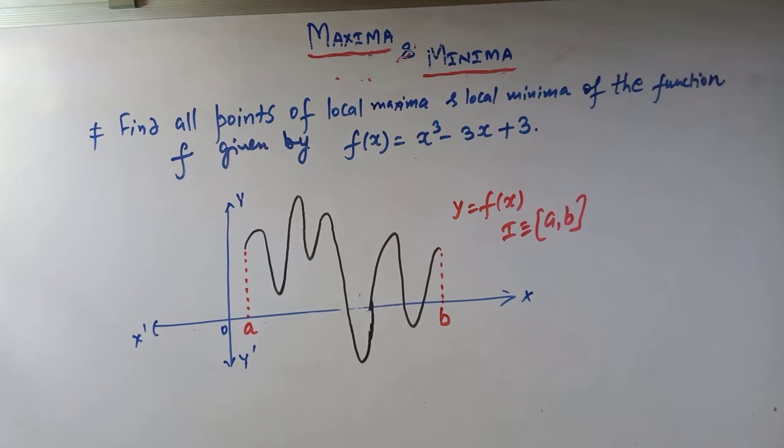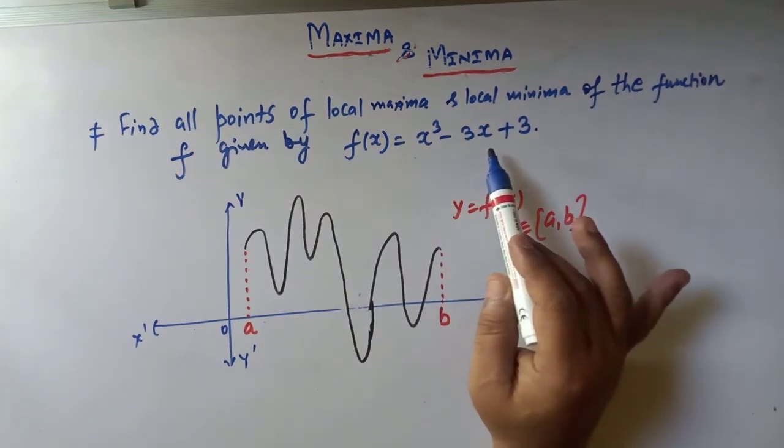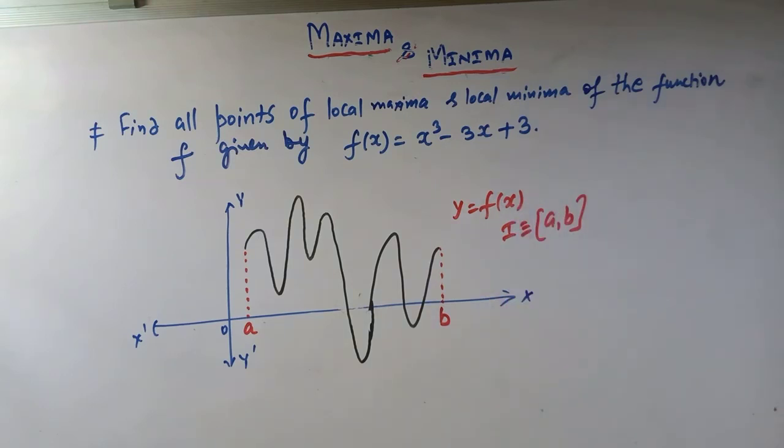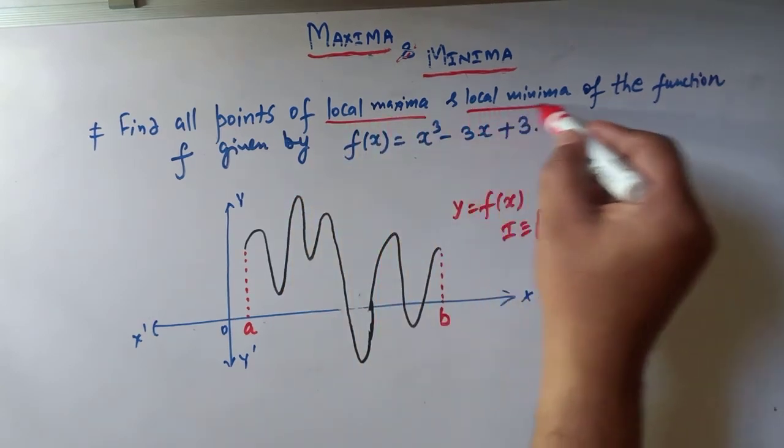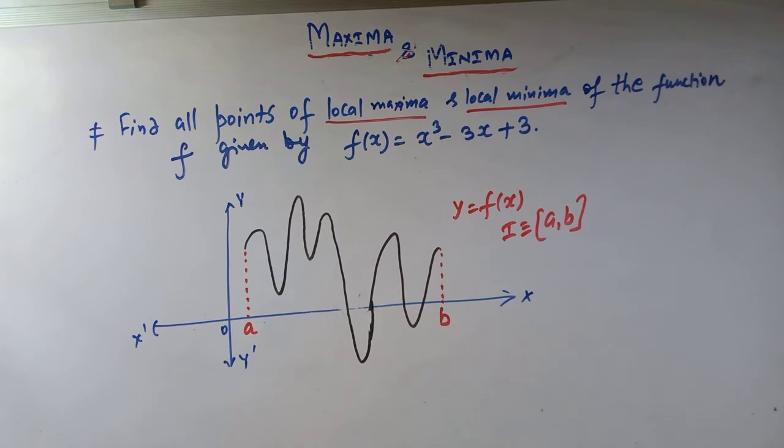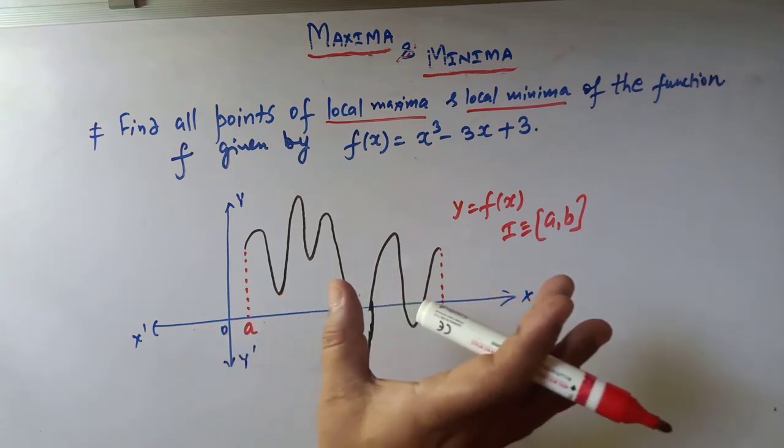Now viewers, let us take this problem: find all points of local maxima and local minima of the function f given by f of x equal to x cube minus 3x plus 3. Here we have two important new terms, local maxima and local minima. Before solving this problem, let me clear the concept of local maxima and local minima.